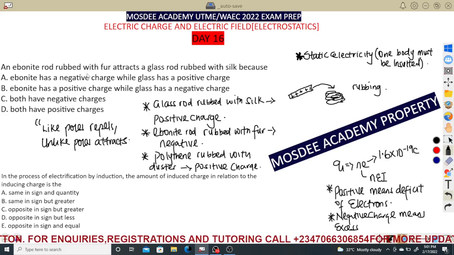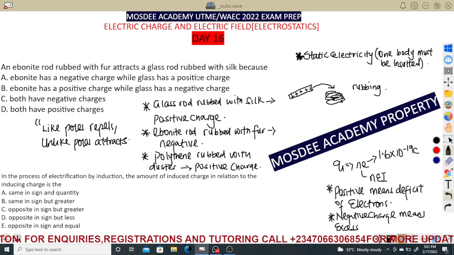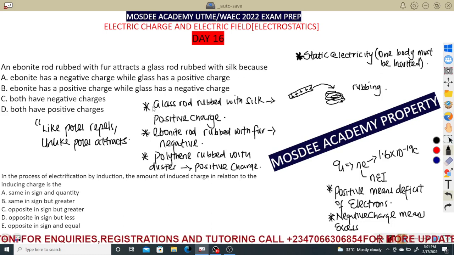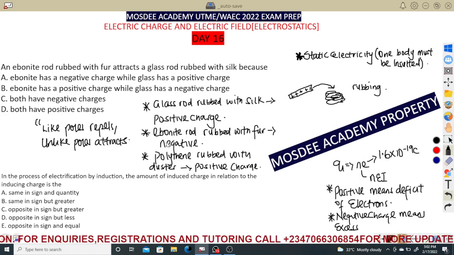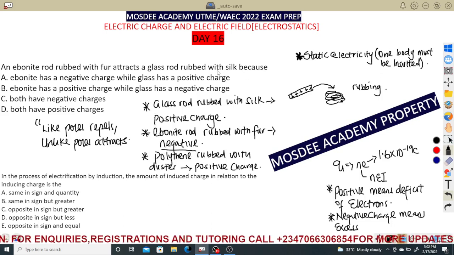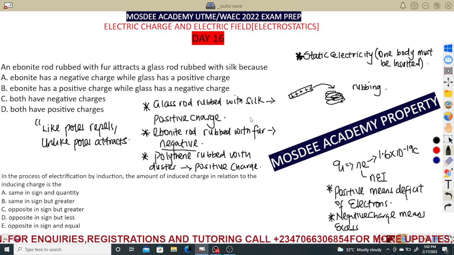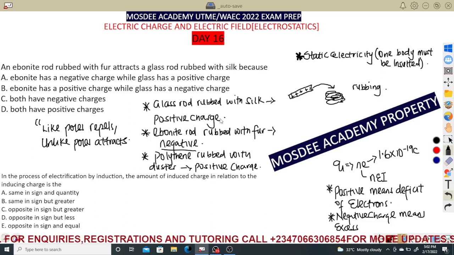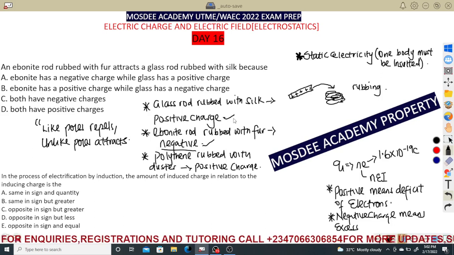An ebonite rod rubbed with fur attracts a glass rod rubbed with silk. What is the charge of an ebonite rod that is rubbed with fur? It produces a negative charge. Then it will attract a glass rod. When a glass rod is rubbed with silk cloth, it's definitely going to give you a positive charge.